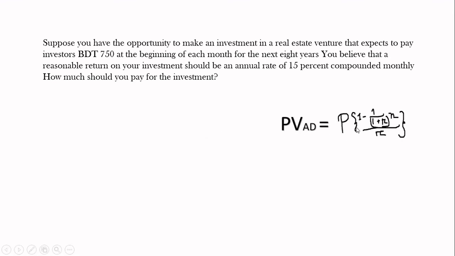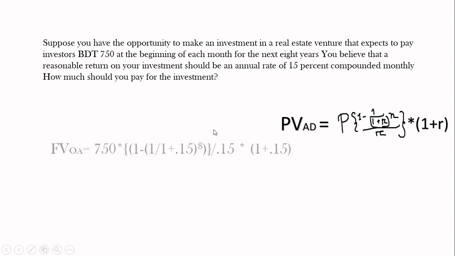So the formula is similar to before. The formula of present value of ordinary annuity and present value of annuity due is very much the same: payment into 1 minus 1 divided by (1 plus r) to the power n, divided by r. So this addition, similar to future value of annuity due, you have to add this multiplication by 1 plus r. So that's the formula of PVAD for you. Here the payment is $750. 1 minus 1 divided by 1 plus r. r is 15% and it's compounded monthly, so you have to divide it by 12.